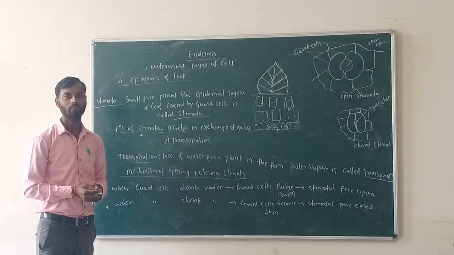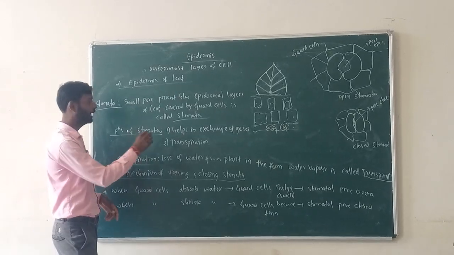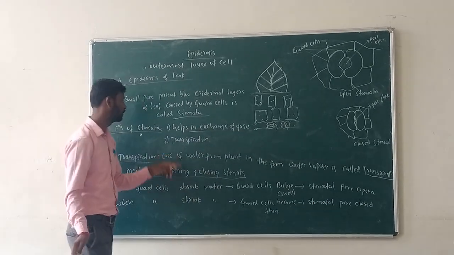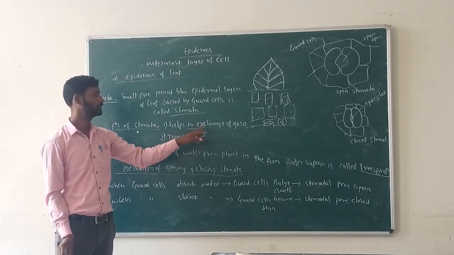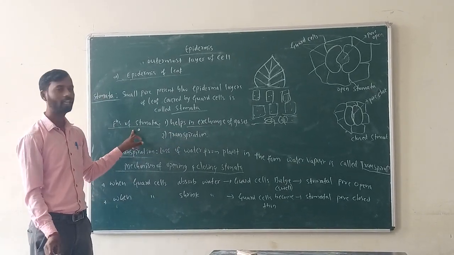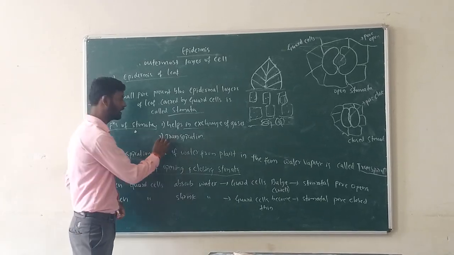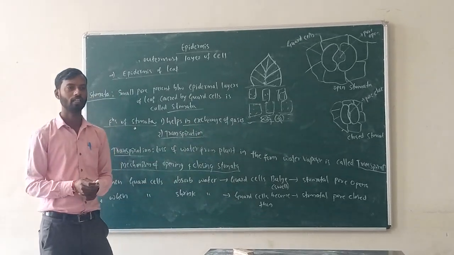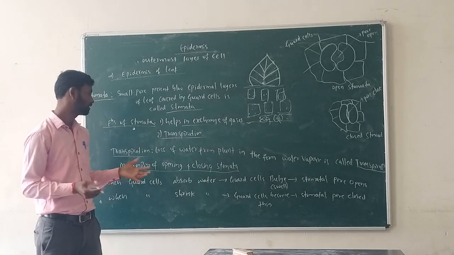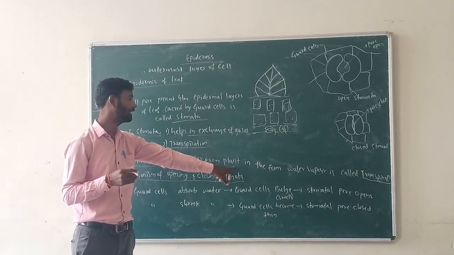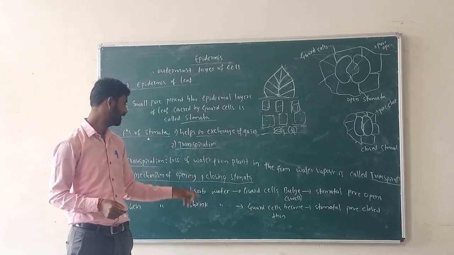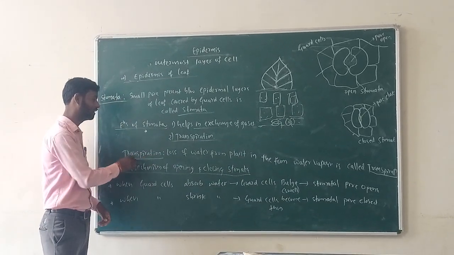If we see the function of stomata, stomata helps in the exchange of gases. What is the function of stomata? Helps in exchange of gases. Another major function of the stomata is transpiration. Here the transpiration process means some amount of water will be lost from the plant in the form of water vapor. That process is called transpiration.